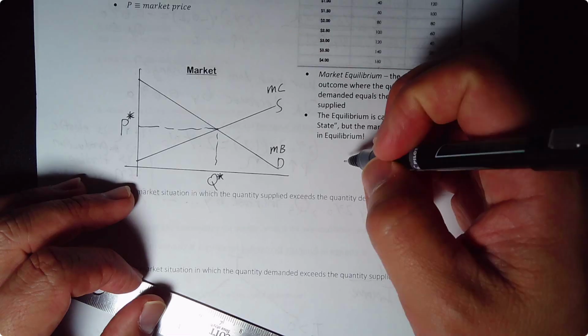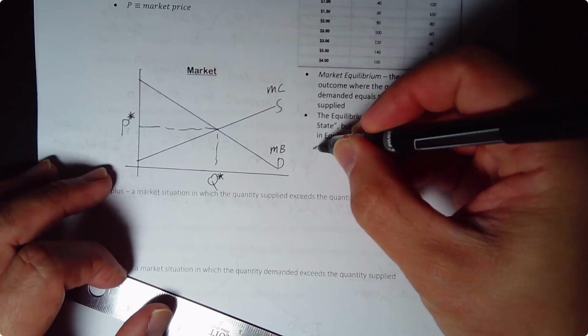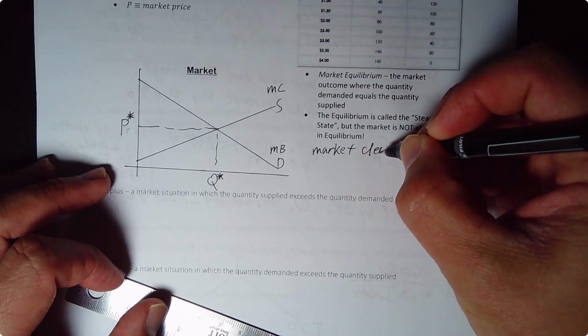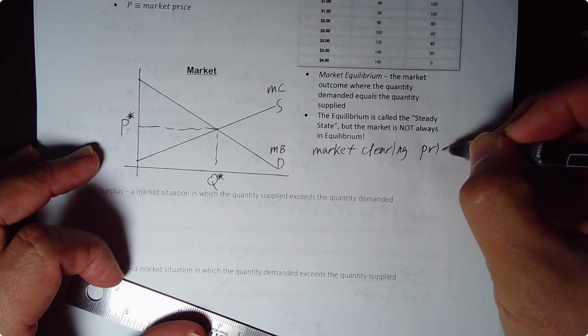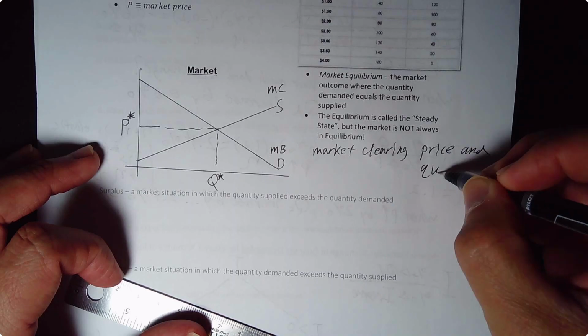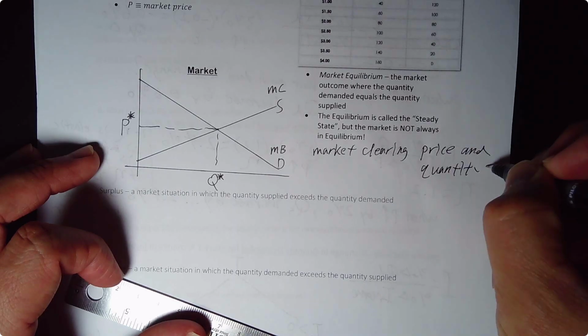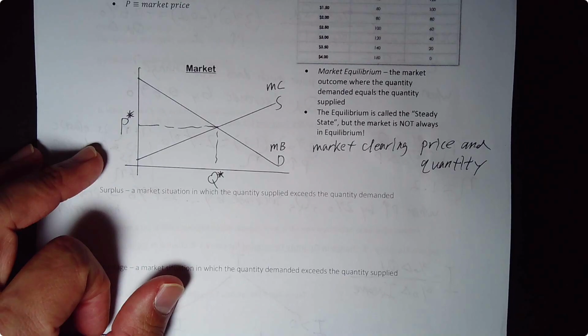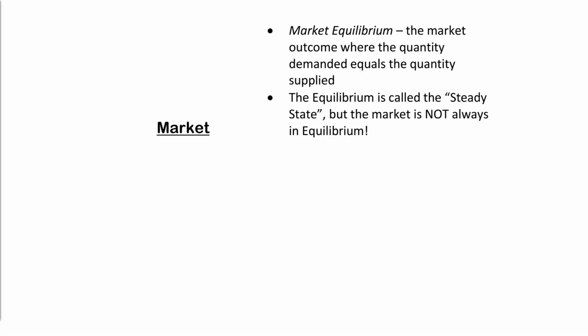I think a more intuitive definition would be that these are the market clearing price and quantity. The market clearing price and quantity. All right. Now, but the phrase... Oh, let me go back over there.